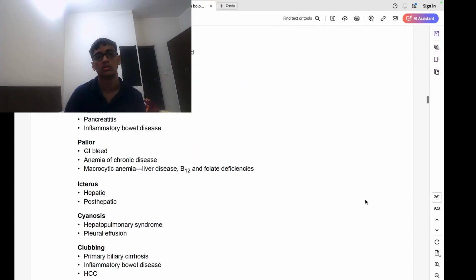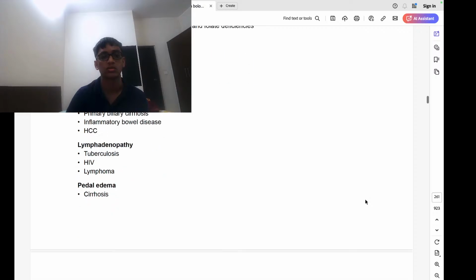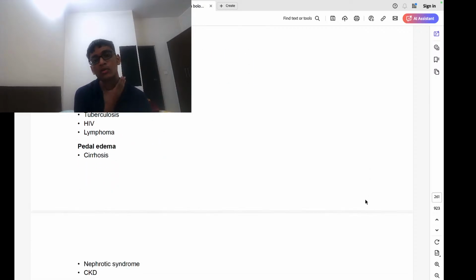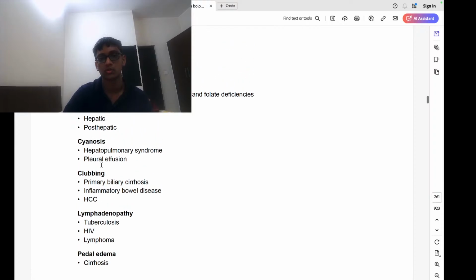Fever is seen in spontaneous bacterial peritonitis, hepatoma, cirrhosis, hepatitis, sepsis, pancreatitis, inflammatory bowel diseases, etc. Pallor is seen in gastrointestinal bleeding, anemia of chronic disease, macrocytic anemia, liver diseases, B12 and folate deficiency. Cyanosis is seen in hepatopulmonary syndrome. Clubbing is seen in primary biliary cirrhosis, inflammatory bowel diseases, hepatocellular carcinoma.